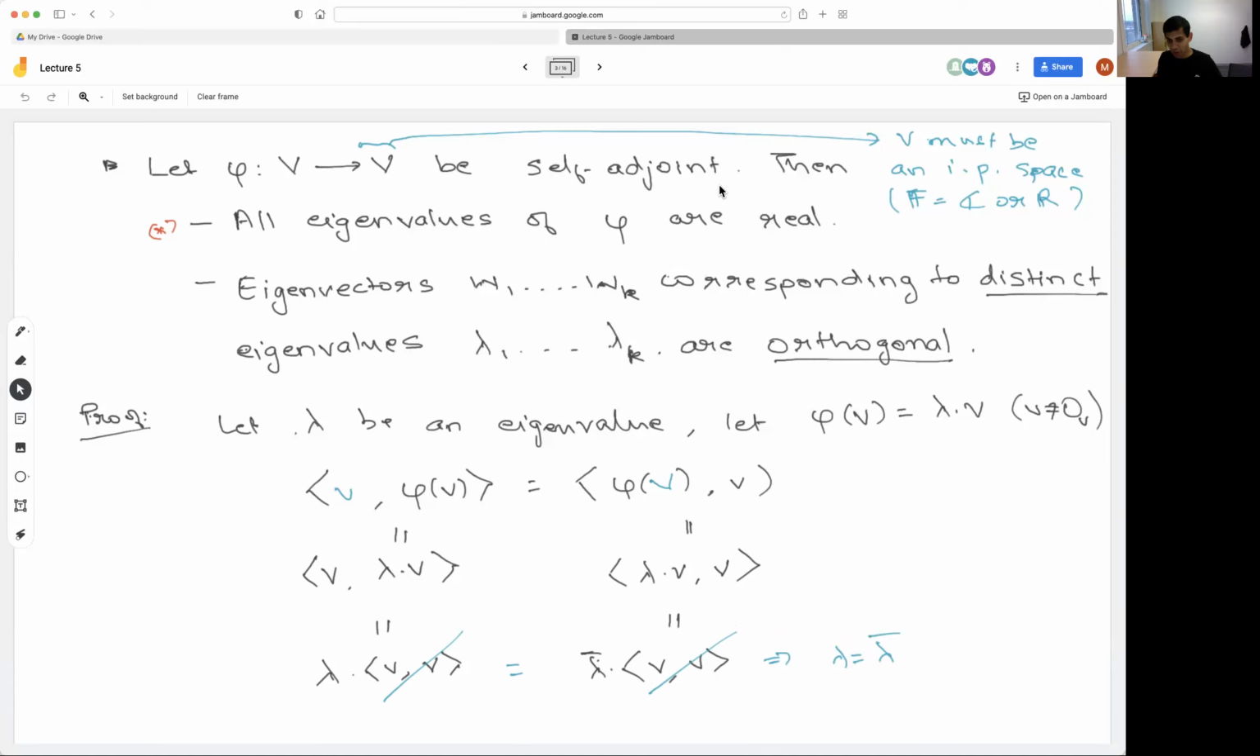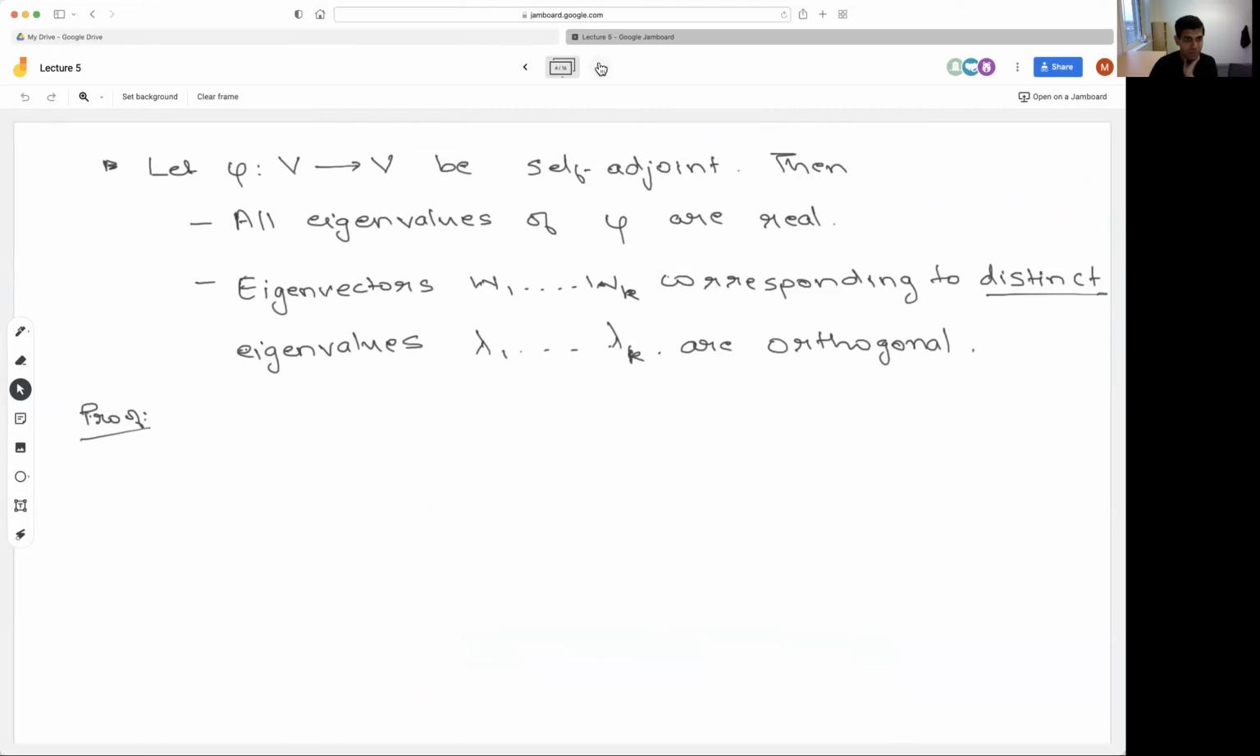A complex number is equal to its own conjugate if and only if it's a real number, right? So if you have a complex number that is equal to its own conjugate, then it's a real number. Okay, any questions about this? It's just sort of following the definitions of self-adjointness.